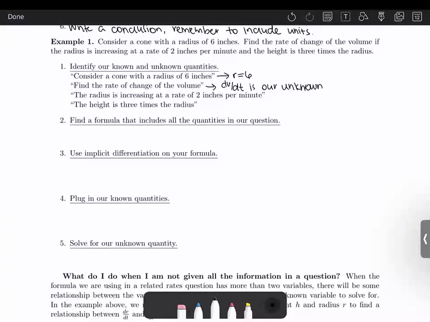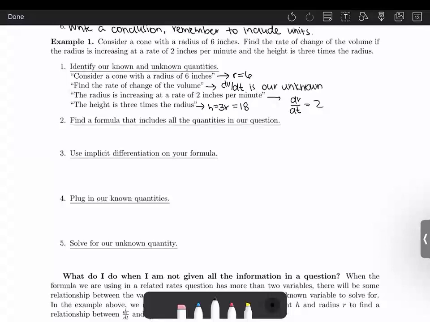Next, we know that the radius is increasing at a rate of 2 inches per minute. So that means that dr/dt equals positive 2 because this radius is increasing. And lastly, the height is 3 times the radius. So this tells us that h equals 3r. But we know that our radius is 6 from that first line. So this tells us that our height is 18.